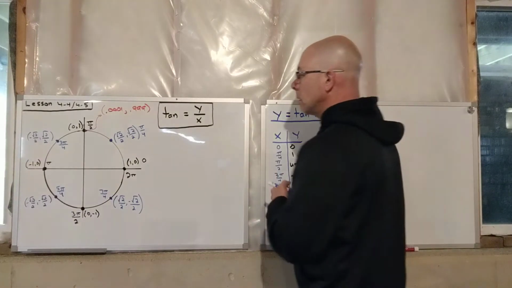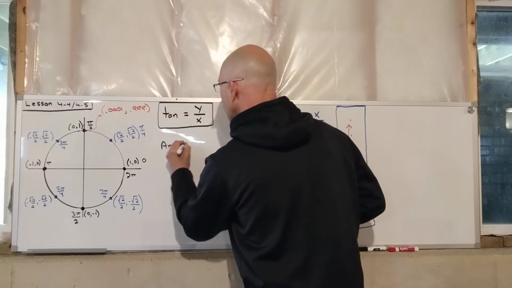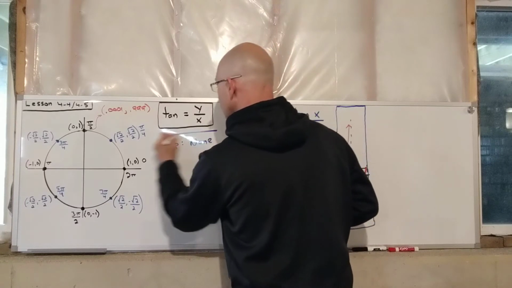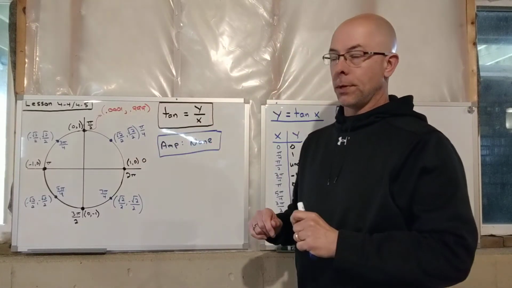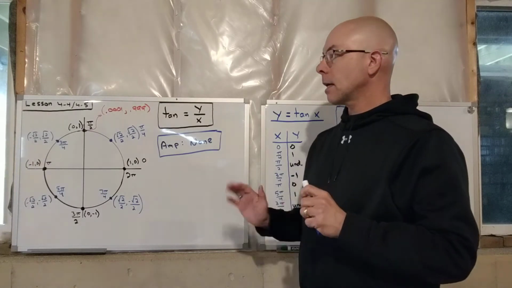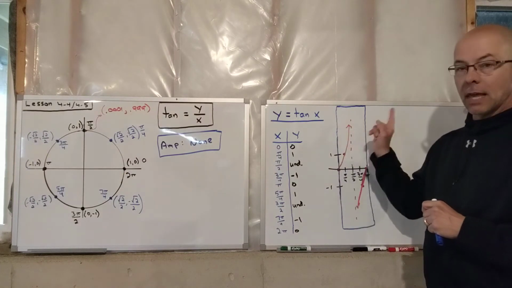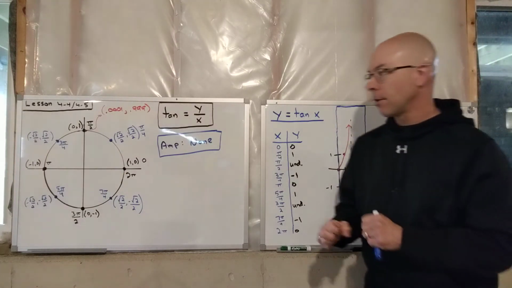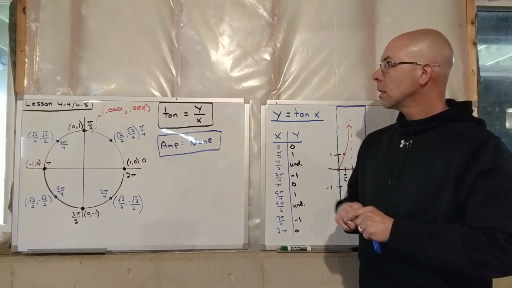Now, one thing that's important to note, there's no amplitude. An amplitude is kind of like a maximum point you reach. These don't go to a maximum point. They go up to infinity, so there's technically no amplitude. However, there's still going to be what's known as an A value, the number in front.